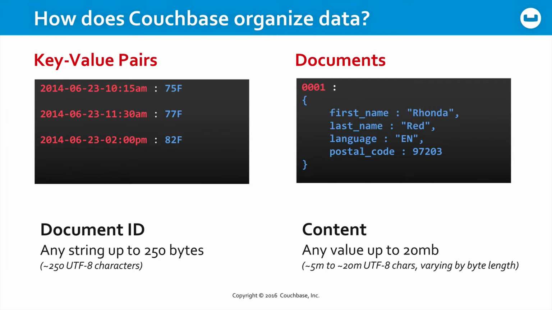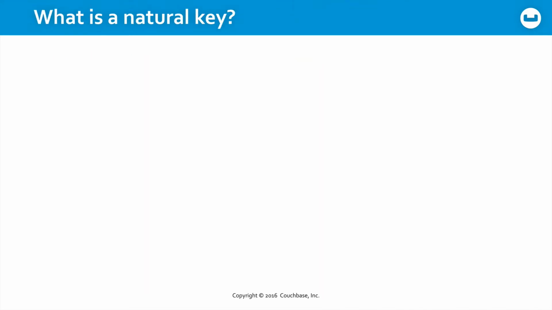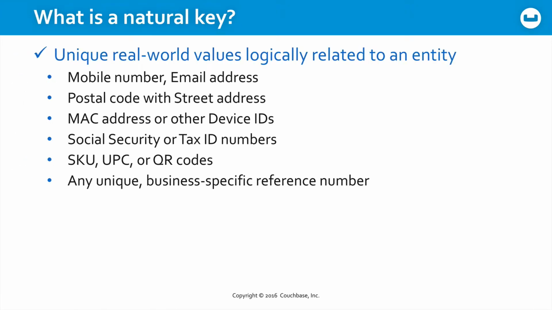That's going to be around 5 to 20 million UTF-8 characters, depending on the byte length of the characters that you're encoding. Now, you can use natural keys for your documents. What does that mean? Well, a natural key is some unique real-world value that's logically associated with the value in the document itself. Maybe a mobile number or email address or postal code with a street address, a SKU number. Any unique business-specific reference number is potentially usable as a natural document ID, as a natural key.